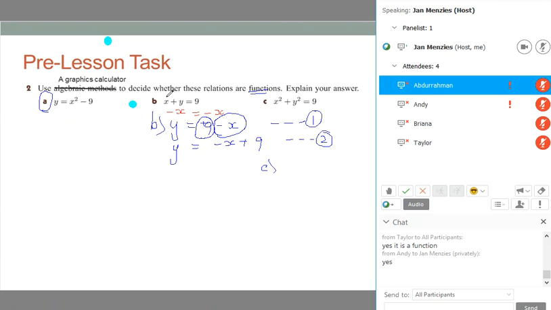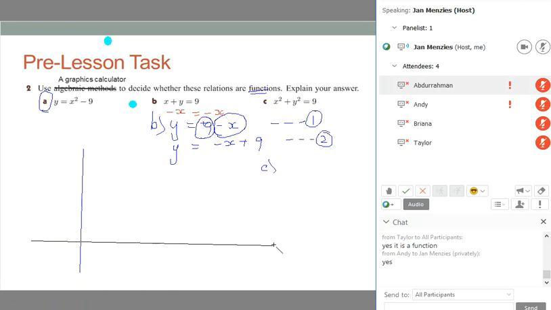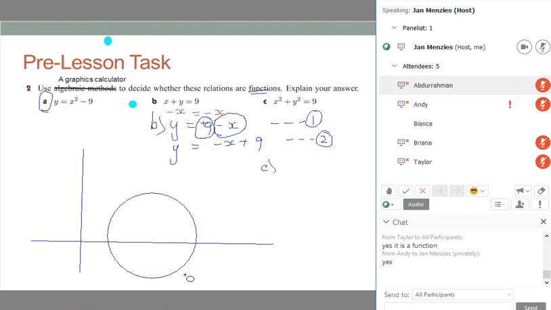So the first two were functions. Part C is a circle. If I quickly sketch a circle, it's a circle with a centre. I'm not sure where the centre is, so I'm just going to draw a circle. Hold my shift key down and that will make a perfect circle. Now, if you try and draw a vertical line through this circle, is the circle a function?